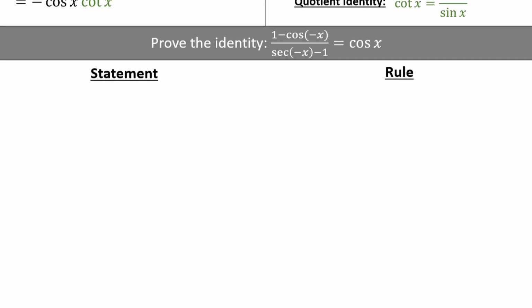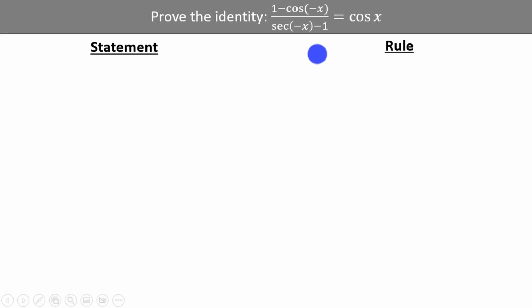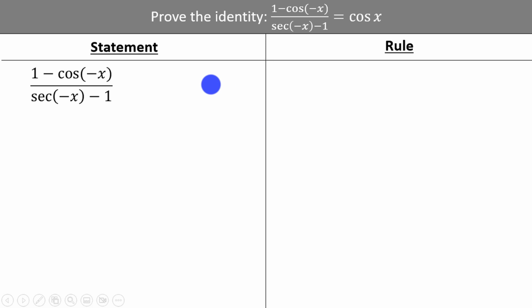Let's try this problem. We are asked to prove the identity 1 minus cosine of negative x divided by secant of negative x minus 1 is equal to cosine of x. Let's start with the left-hand side.